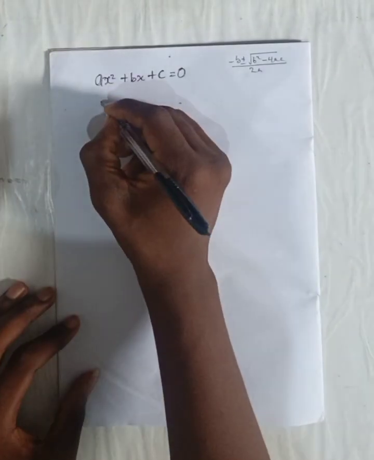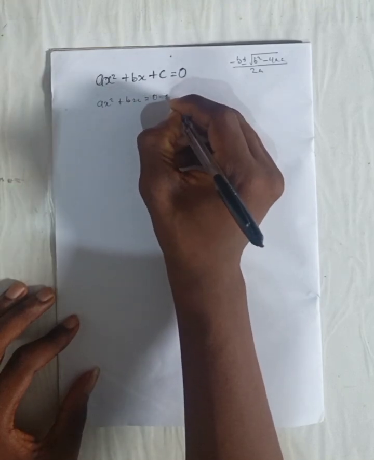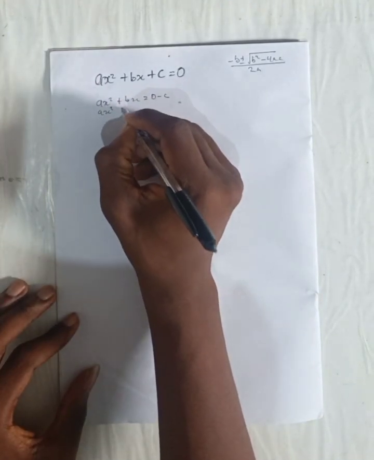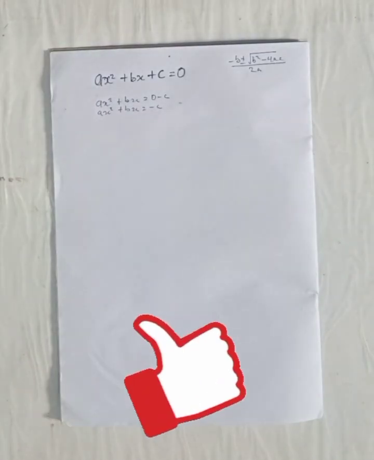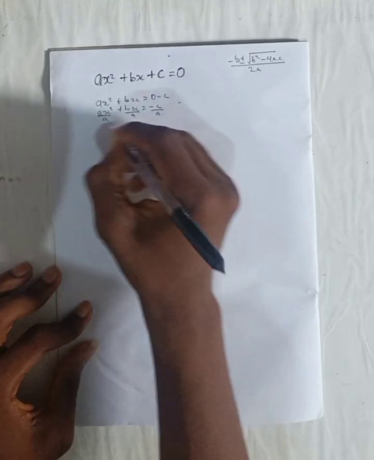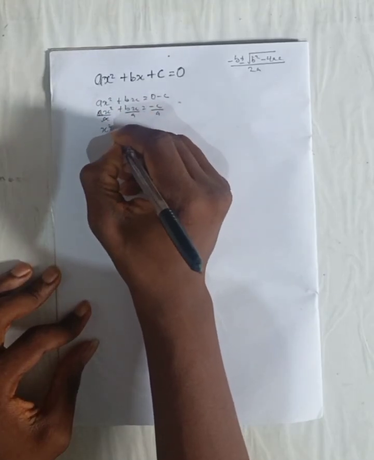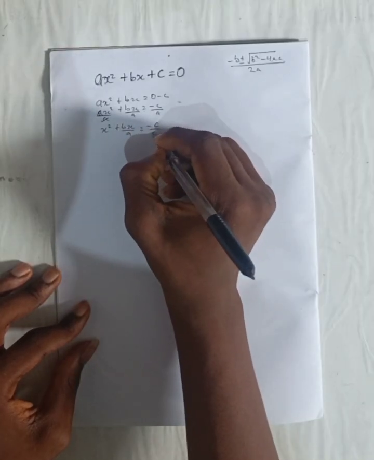So let's start. First thing you need to do is to take c to the other side. Then we are going to have ax squared plus bx equals 0 minus c. That's ax squared plus bx equals minus c. The next thing we are going to do is to divide all sides by the coefficient of x squared, and the coefficient of x squared is a. So I divide by a, divided by a, divided by a. A will cancel a, and we have x squared plus bx over a equals minus c over a.